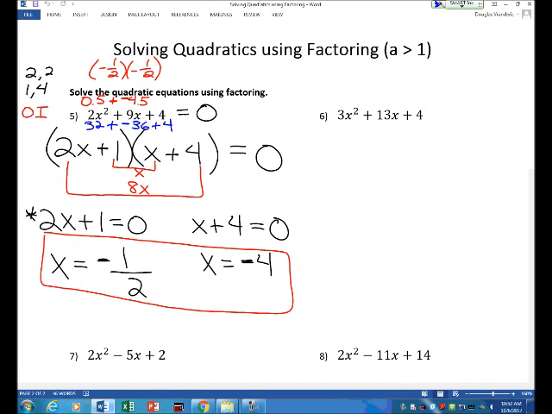Okay? Again, what I just did is not required, but if you would like to check to see if you got the right zeros, the right answers, that's it. All right, any questions?